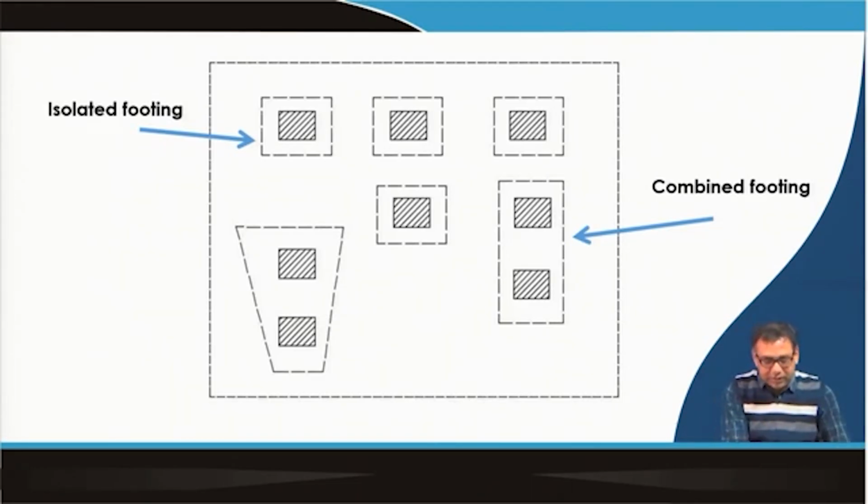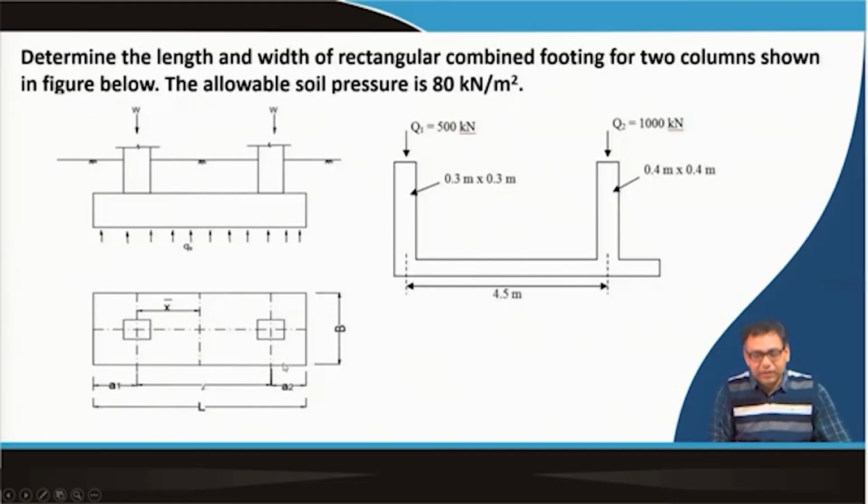For example, these upper three footings are isolated footings, and this is also an isolated footing. Now, this is a combined footing where two columns are given one particular foundation. This is a combined foundation and this is also a combined foundation. So, we can go for different shapes of combined foundation. This is rectangular, this is trapezoidal. Now I will discuss how we can determine the dimensions of a particular combined foundation.